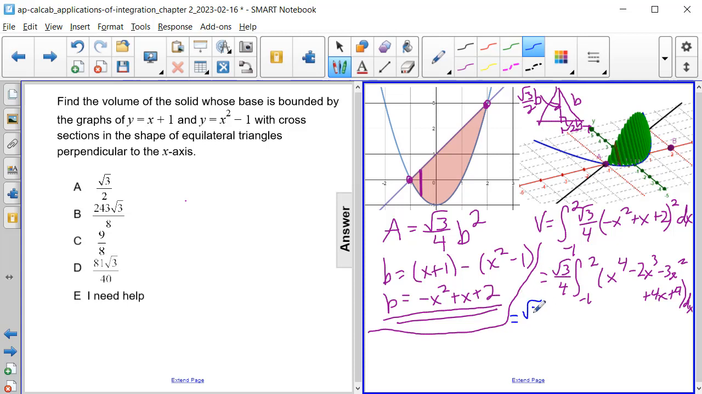So that's going to, again, simplify to square root of 3 over 4, and now let's integrate. We're going to have x to the 5th over 5 minus 1/2 x to the 4th, because 2 over 4 reduces to 1/2, minus x to the 3rd plus 2x squared plus 4x. And we're going to evaluate this from negative 1 to positive 2.